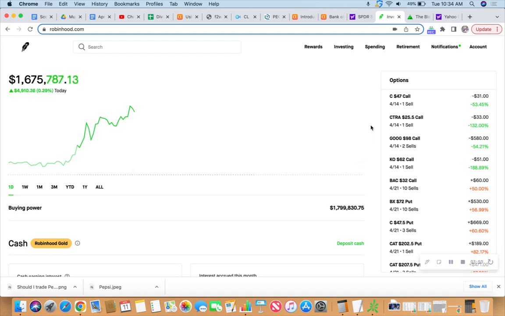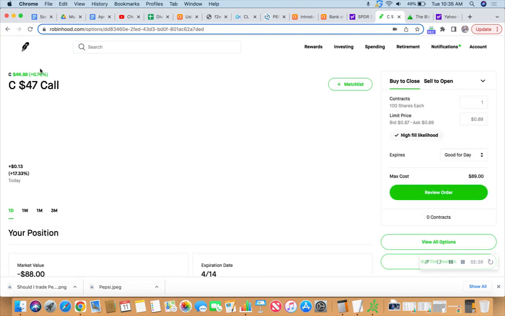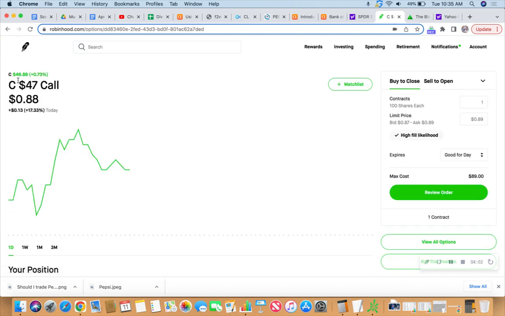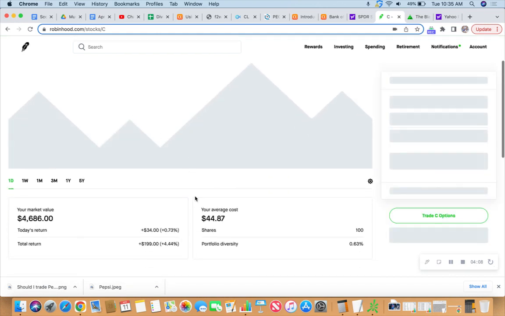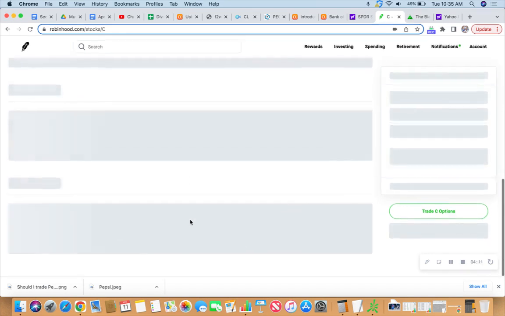Now, giving you my thoughts, continuing with Citigroup, we will leave this call on the table. It's a $47 call, and currently Citigroup is at 46.86. Now, this could be called away, and that would be fine in this scenario because we have a cost basis of 44.87. So we collected the premium.